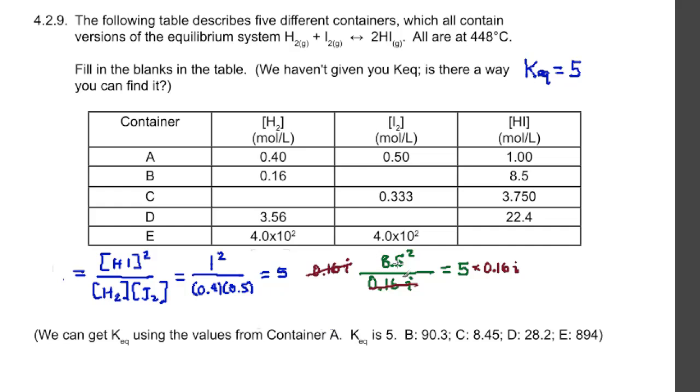So having done that, we're left with 8.5 squared, which a calculator can do. That's 72.25. Equals 5 times 0.16 is 0.8, and we still have I. We want I alone, but it's multiplied by 0.8. What's the opposite of multiplying by 0.8? Divide by 0.8. And same thing over here. 0.8's cancel, and we get I equals 72.25 divided by 0.8 is going to be just over 90. Yeah, 90.3125. And this is a concentration, so moles per liter.